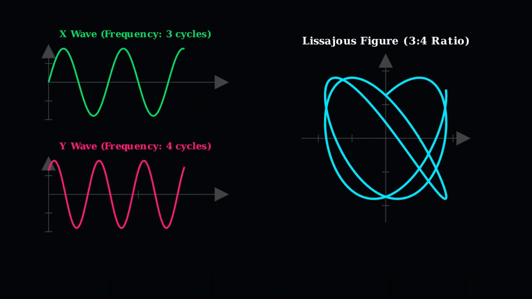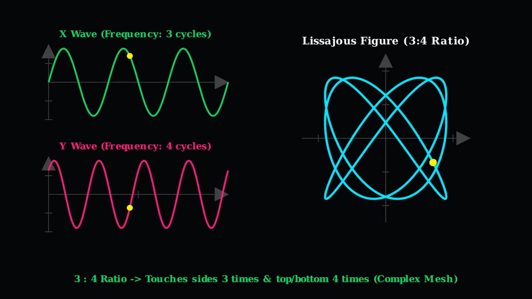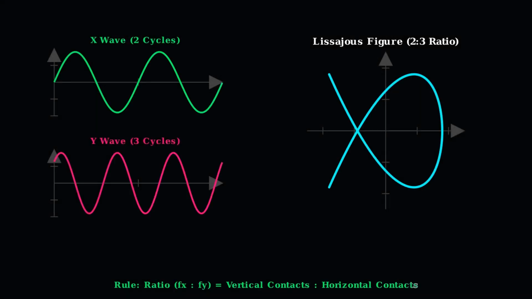If we bump it up to a 3-to-4 ratio, the grid gets denser. The dot touches the sides 3 times and the top and bottom 4 times, building a complex mesh. Notice the rule. You can count the lobes or contact points along the axis to immediately read the frequency ratio of the waves.